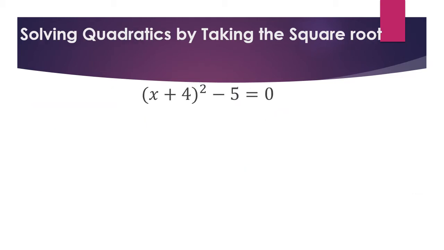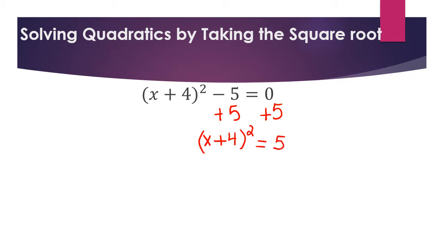Now let's take a look at this quadratic where we have it in the vertex form. So this is a vertex form of the quadratic. I have x plus 4 squared minus 5 equals 0. And to be able to solve this equation for x, I need to get rid of negative 5 first by adding 5 to both sides of the equation. So I'm going to end up with x plus 4 squared equals 5.